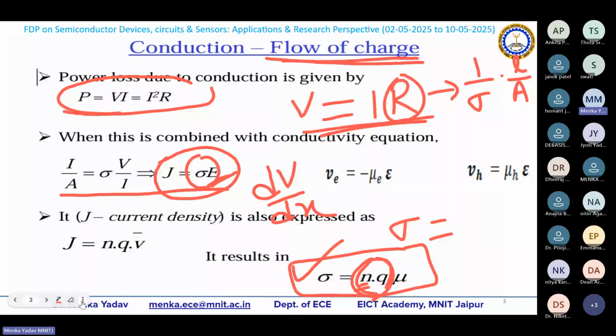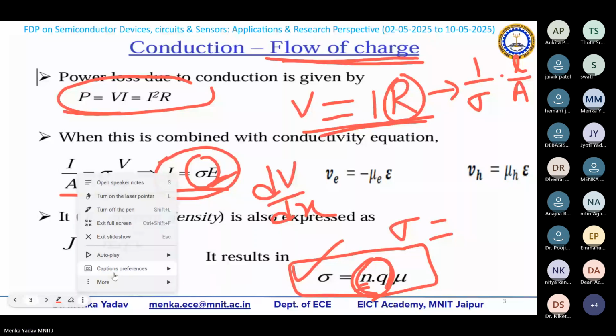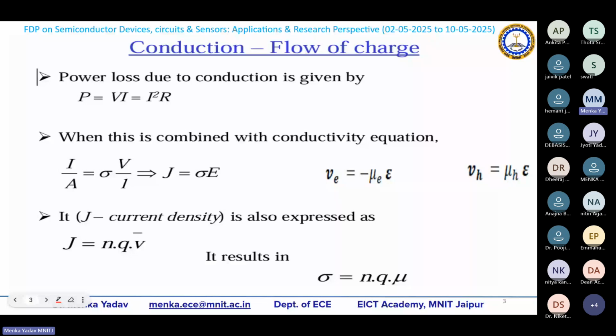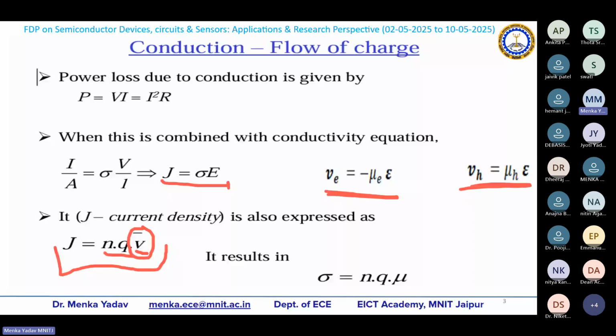Because of this conductivity, we have J is equal to sigma E, and that can be represented in this way also: J is equal to nq into v bar. nq is the total charge and v bar is the drift velocity, how fast these electrons can drift. If v is the drift velocity for electrons, represented by vE, then it is defined by vE equal to minus mu E into E, where E is the electric field and mu is the mobility. For holes, it is vH equal to mu H into E. So by definition, this is the drift velocity.